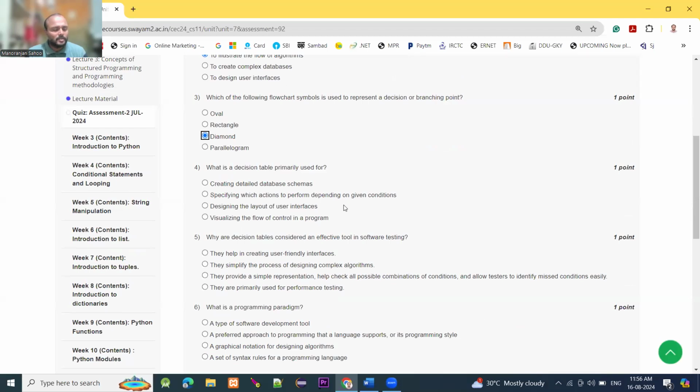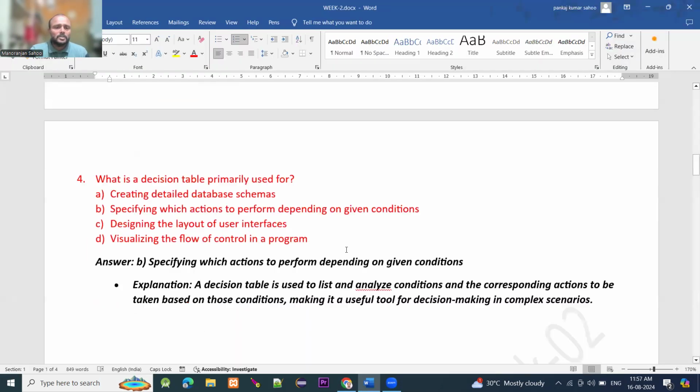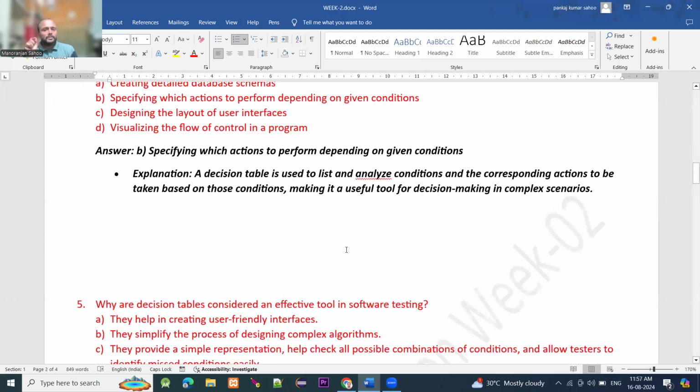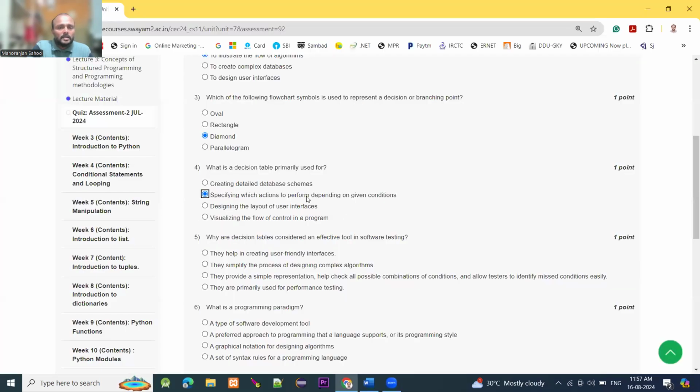Moving to question number 4, what is the decision table primarily used for? It is used for specifying which action to be performed depending on given conditions. A decision table is used to list and analyze the conditions and corresponding actions to be taken based on those conditions, making it a useful tool for decision making in complex scenarios. So option B is the right answer.